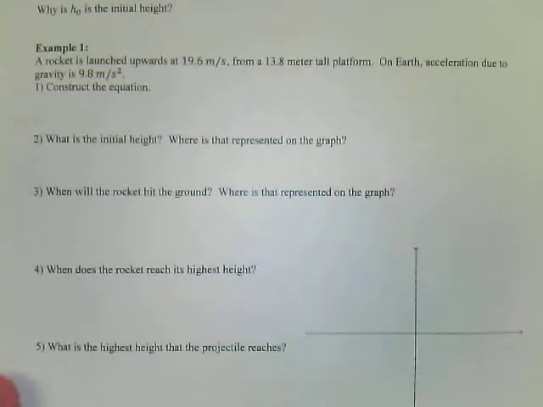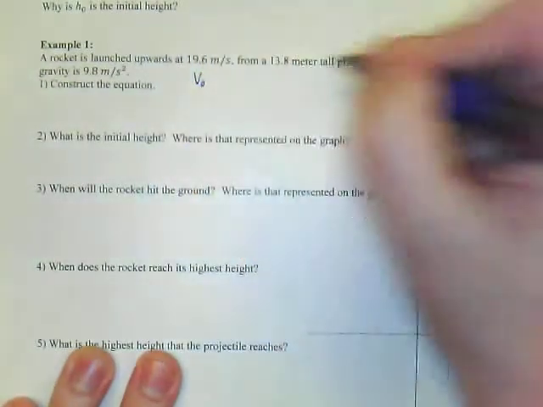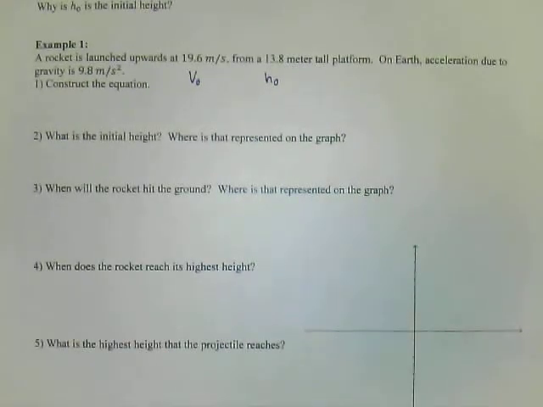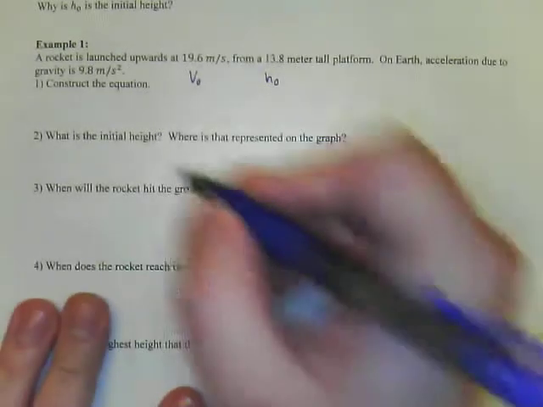Okay, let's go into an example. A rocket is launched upwards at 19.6 meters per second, so that's the initial velocity, from a 13.8 meter tall platform, so that's the initial height. So this is v sub 0 and this is h sub 0. And on Earth, acceleration due to gravity, again, is 9.8 meters per second squared. Construct the equation, that's the first part.